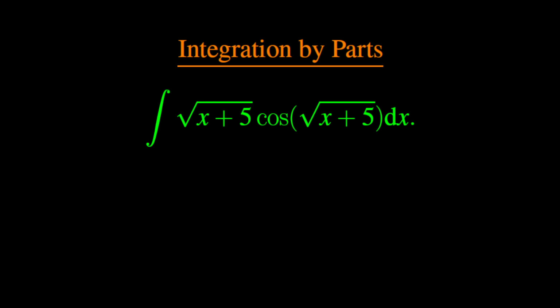Hello. Our aim in this video is to find the antiderivative of the function square root of x plus 5 times cosine of square root of x plus 5. This is a typical calculus 2 problem. We will carefully walk you through the solution.